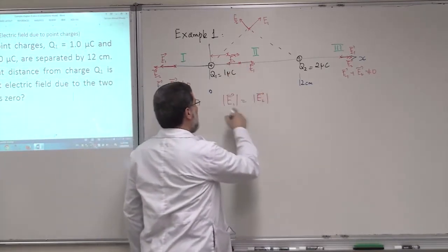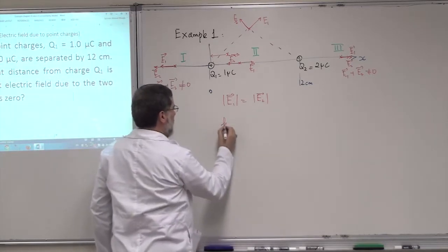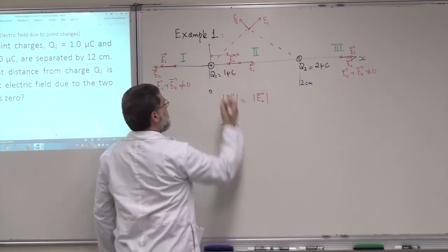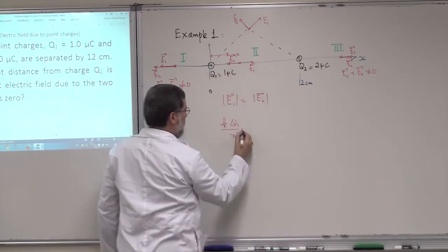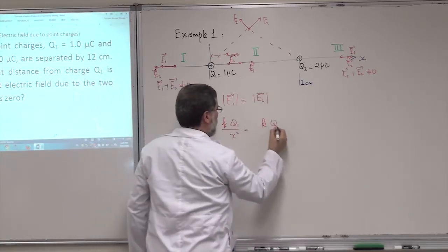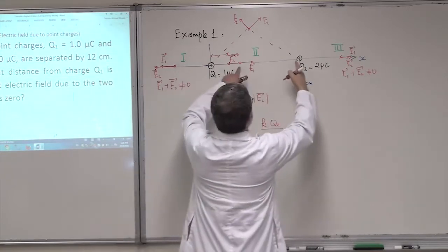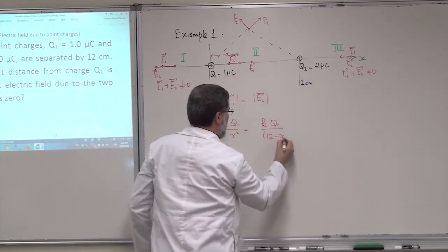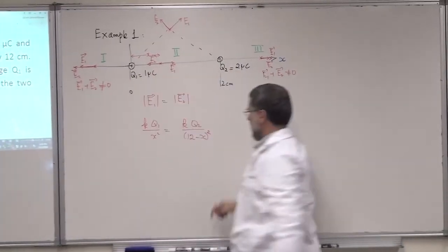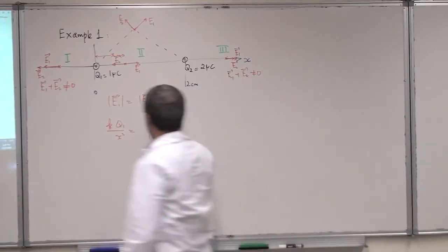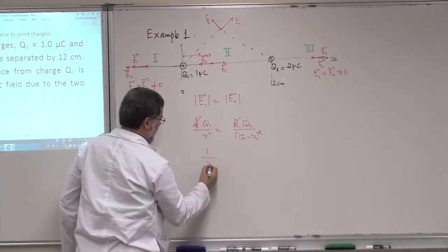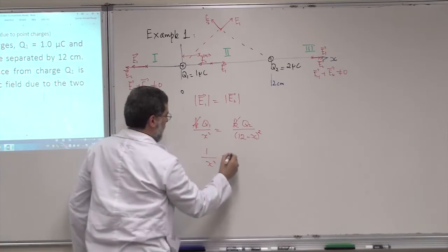Okay. So what is the magnitude of E1? E1 will be K, these are point charges, K Q1 over the distance between the charge and the point, which is x squared, equal to the same thing here, K, which is the Coulomb constant, Q2 over the distance, this distance here, which is 12 minus x squared. This distance here is 12 minus this distance, it will be 12 minus x squared, okay? So K and K will cancel. Q1 is 1 microcoulomb, so I put 1 over x squared. And Q2 is 2 microcoulomb, I put here 2.